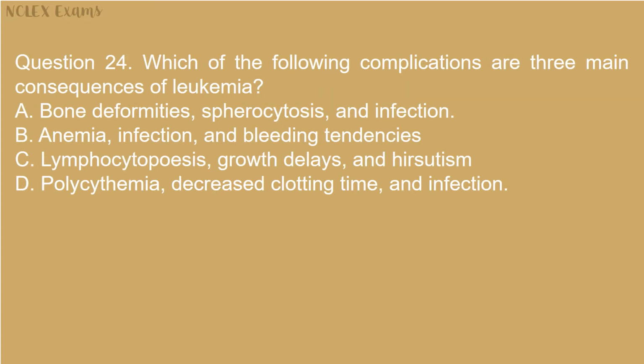Question 24. Which of the following complications are three main consequences of leukemia? A. Bone deformities, spherocytosis, and infection. B. Anemia, infection, and bleeding tendencies. C. Lymphocytosis, growth delays, and hirsutism. D. Polycythemia, decreased clotting time, and infection.